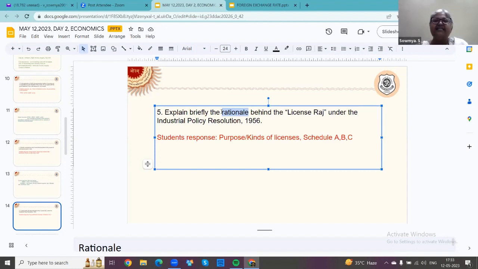Okay. So that is a need, correct? Why was it needed? Why the government came up with a license Raj is the question. If the children are going to write about the different kinds of licenses and for what purposes licenses were there, and how Schedule ABC was, all that is some story only, right? Why the government wanted licenses to be implemented? That is a question, correct? So absolutely, it's a different answer, correct? What should be the answer for this?